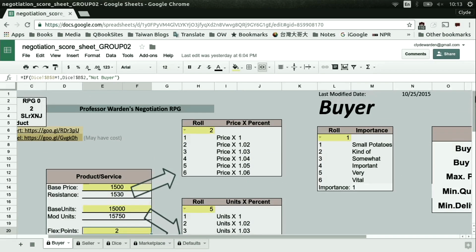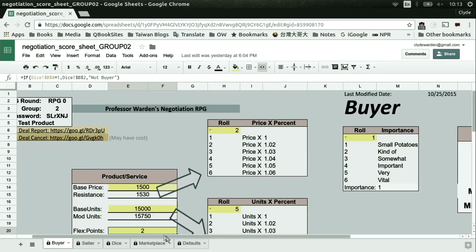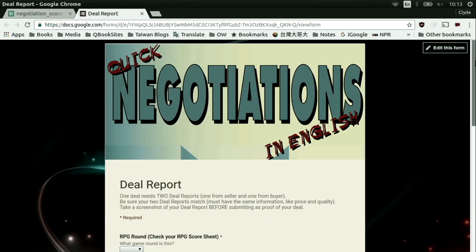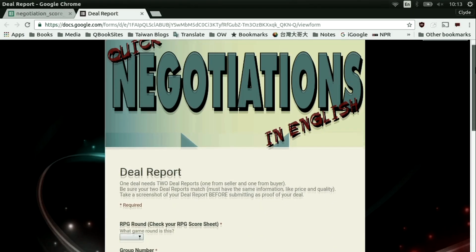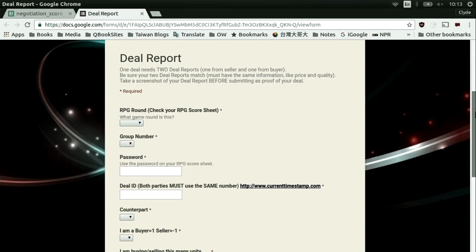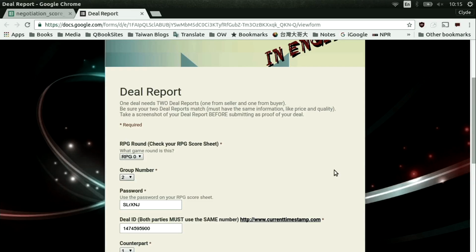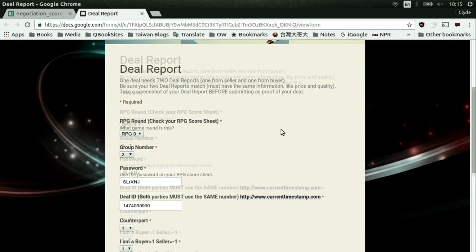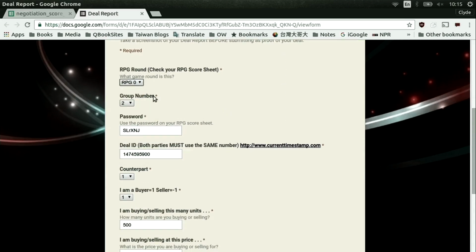Now, let's go ahead and complete the deal we just made with group number 1. Group number 2, who's the counterpart, must also make the same deal. So they're going to open up a deal sheet. Now I'm going to fill in the deal sheet for the buyer. Okay, I've completed that, and let me go over it real fast. So we're making the deal now for the buyer, and this is RPG 0, group number 2. I am now group number 2.